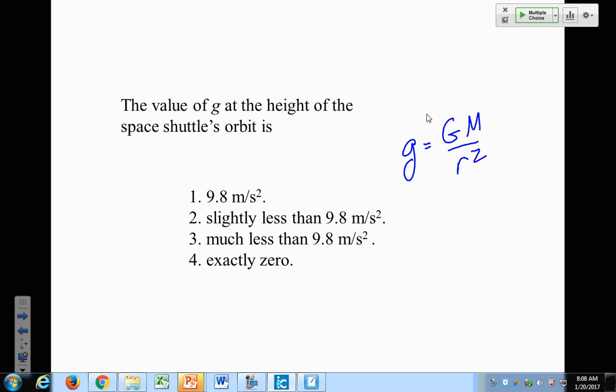So that's something different than what we before called a sub g, which is the acceleration of free fall that we feel. This is the acceleration due to gravity that is due to the gravitational field. We're going to define field soon.